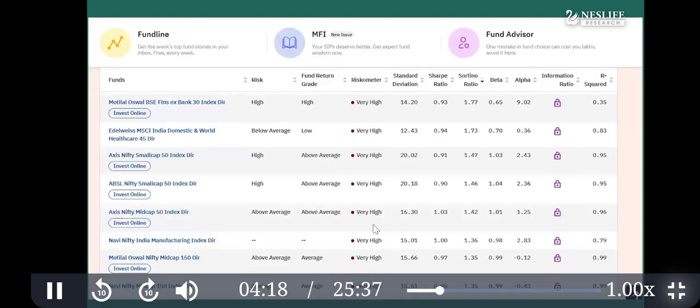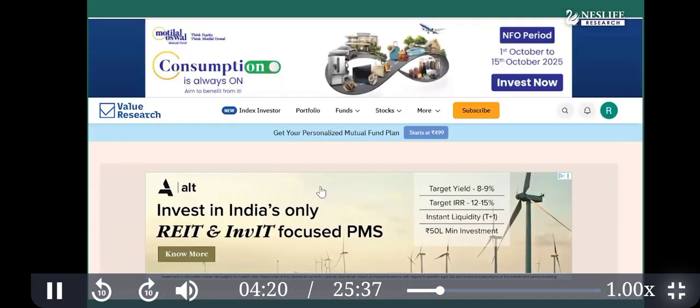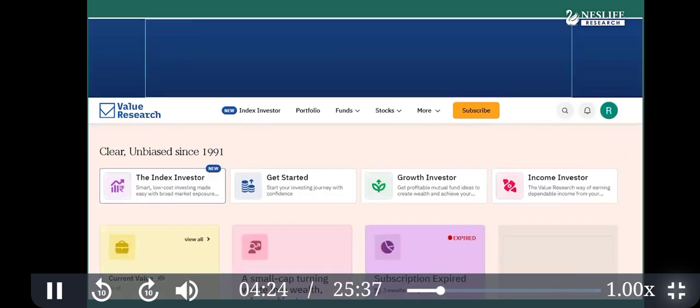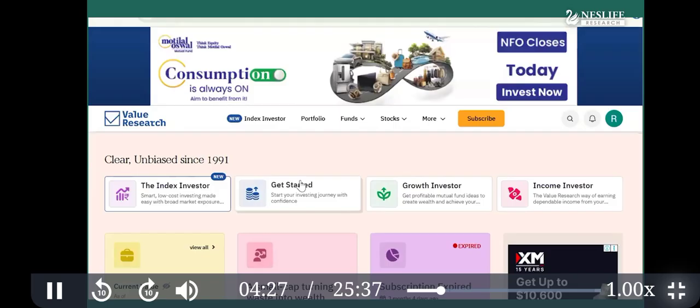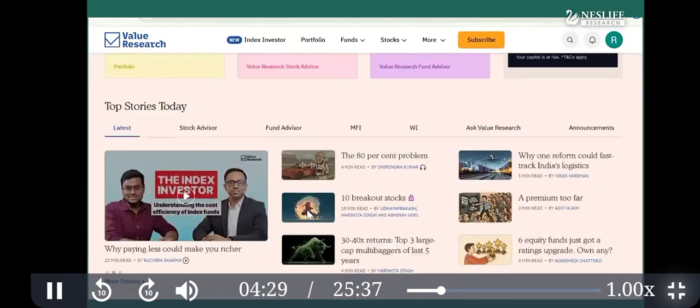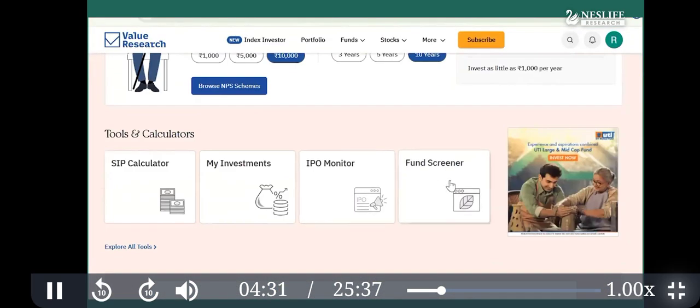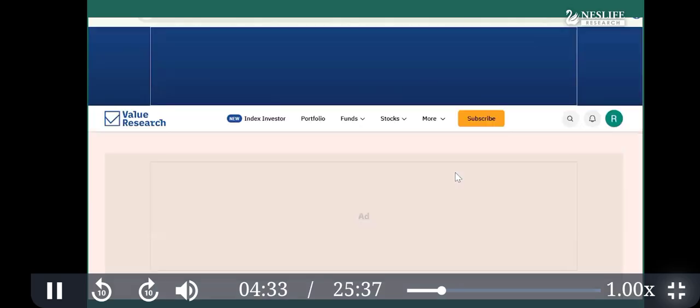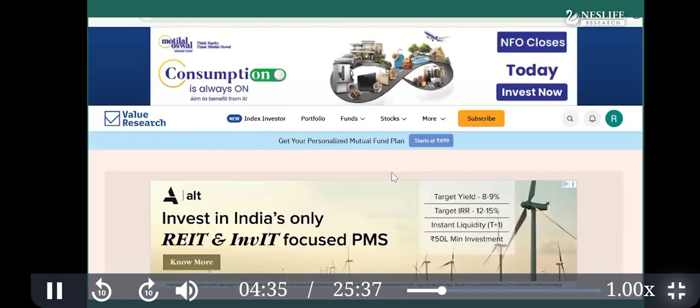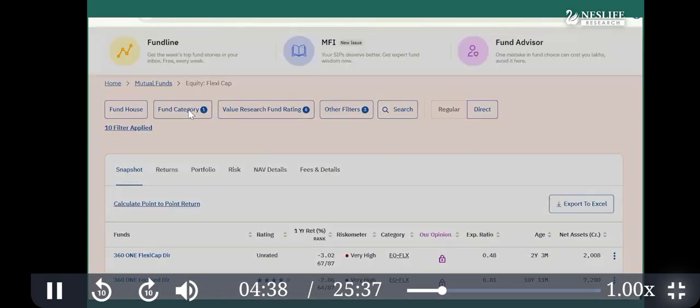Now I'm going to show index funds. So you go to valueresearchonline.com. This is a free website. Although there is a paid version, you don't need the paid version at all. The free version is more than enough for your analysis. Click fund screener. Go to the category here.